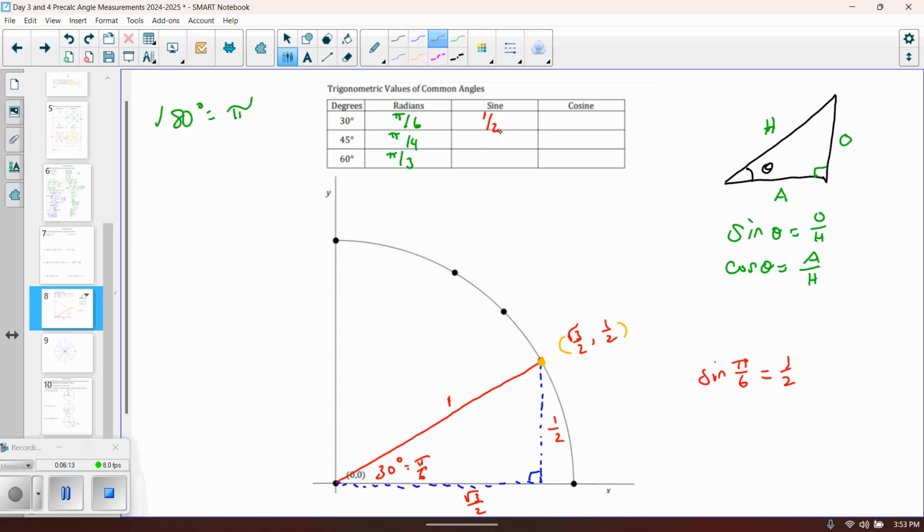So now let's take a look at what the sine of 45 degrees would be. I'm sorry, the cosine, excuse me, of pi over 6. Let's just go straight across. Cosine of pi over 6 would be the adjacent over the hypotenuse, and the adjacent side here is square root of 3 over 2, once again divided by 1, so it's just square root of 3 over 2.